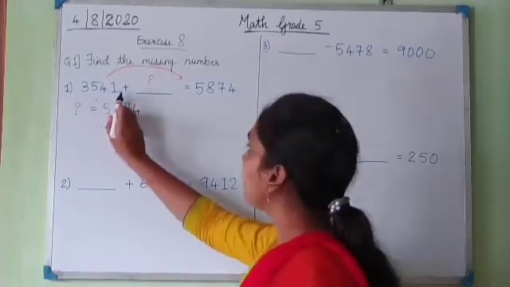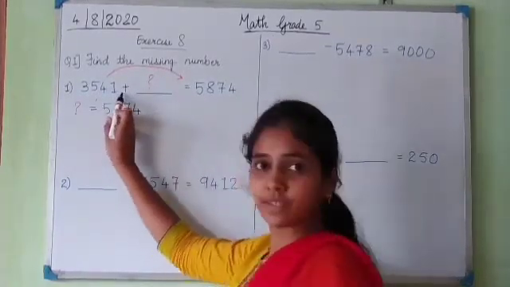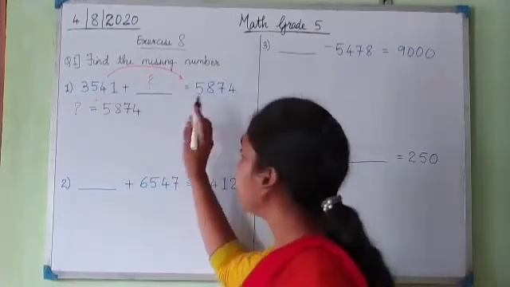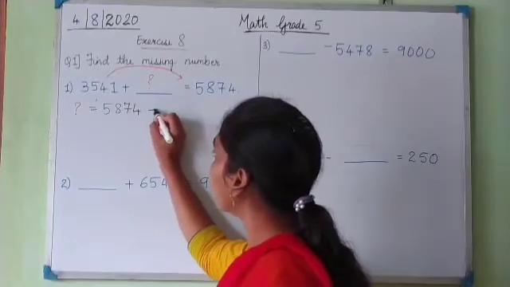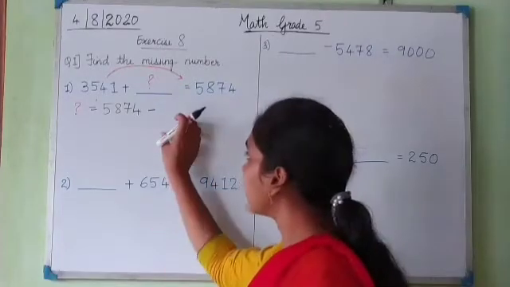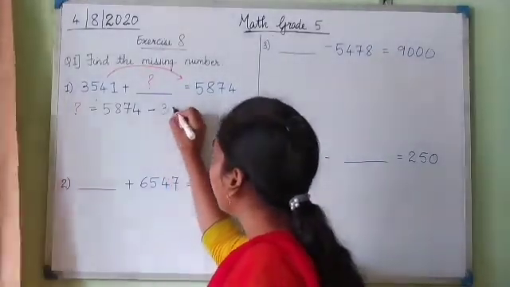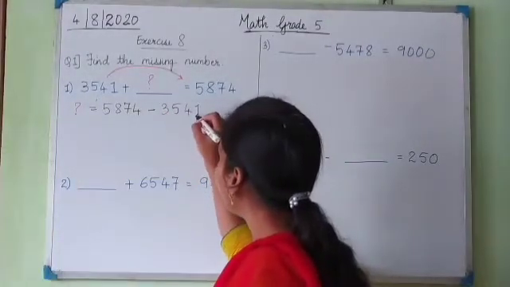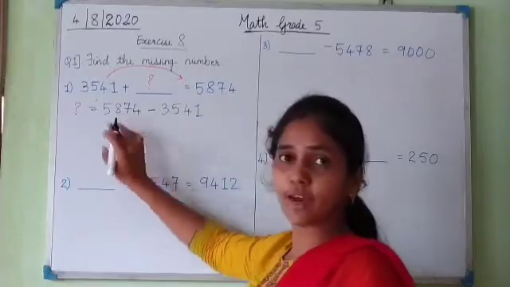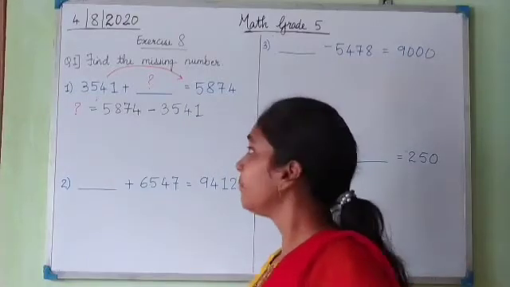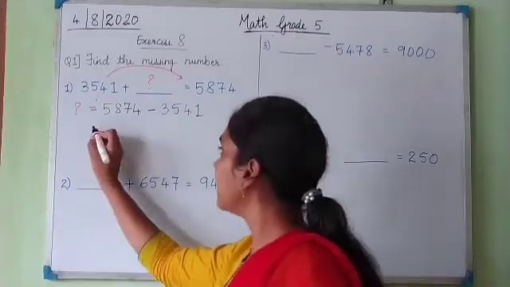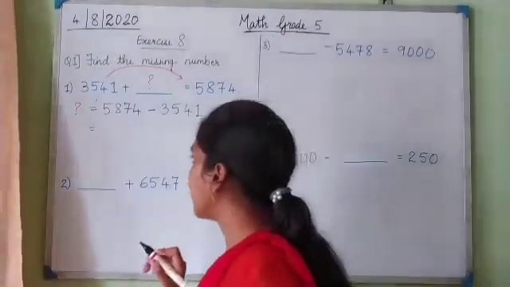Now this number here is getting added on one side, so when it goes to the other side, it will get subtracted. So I put a minus sign, it is getting subtracted from the first number. So 3541 is getting subtracted from 5874. Now we have to find the answer of this subtraction. So what will be the answer of this subtraction? Let's see.